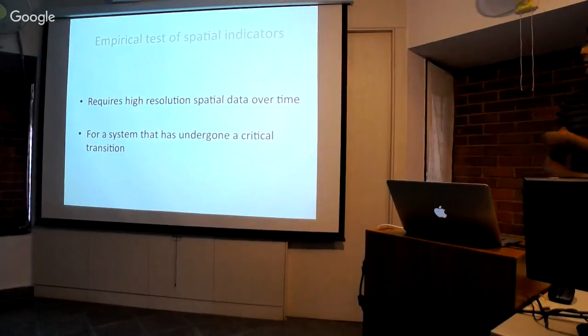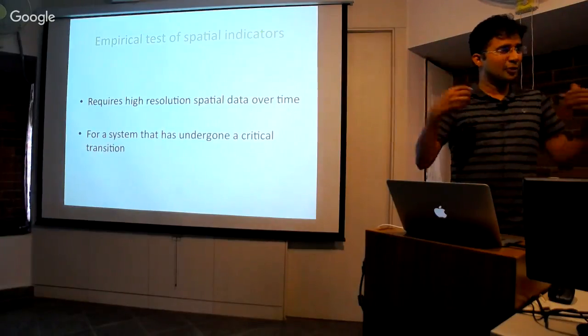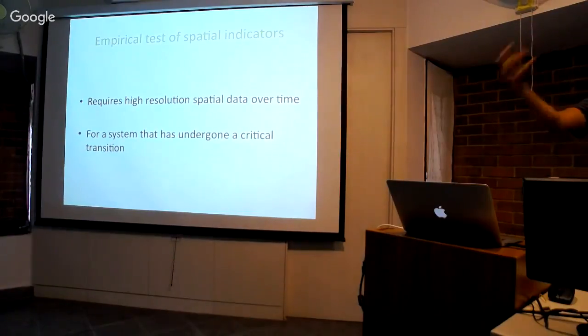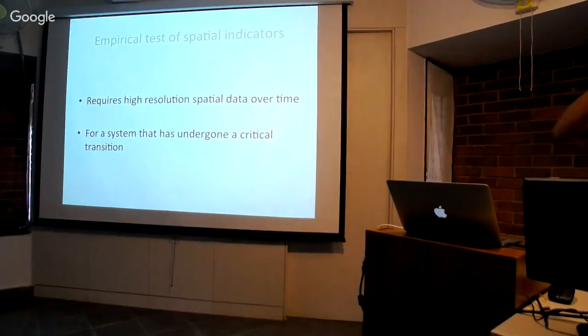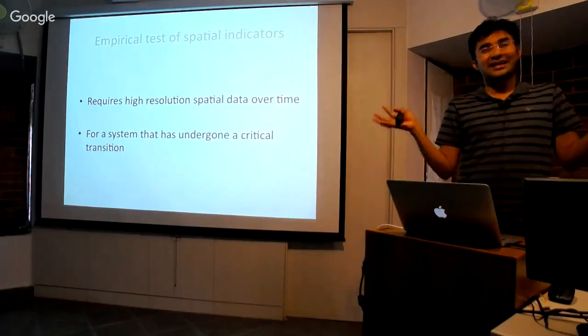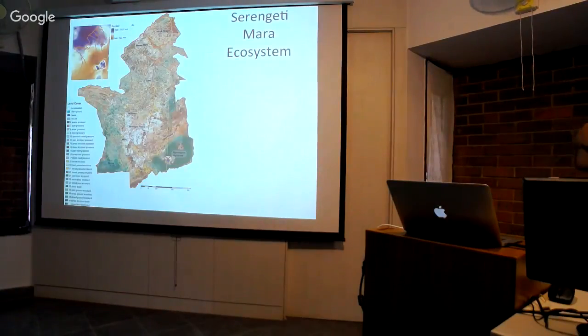Okay. But if you want to now empirically validate these ideas, what do you really need? You need high resolution spatial data of ecosystems over time. And ideally, you would like that these ecosystems have collapsed, right? And then you look at what happened before the collapse, before the tipping point happened. But as of today, we don't have such a nice data set. So we had to use a trick. So we use the following trick in one data set.